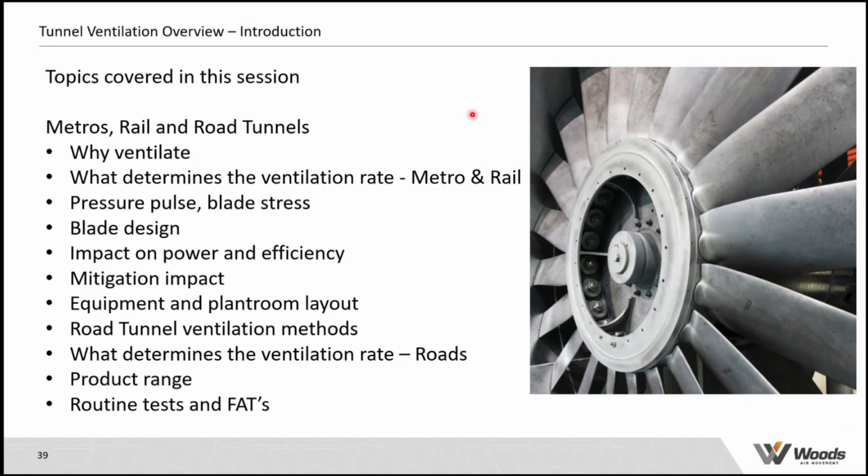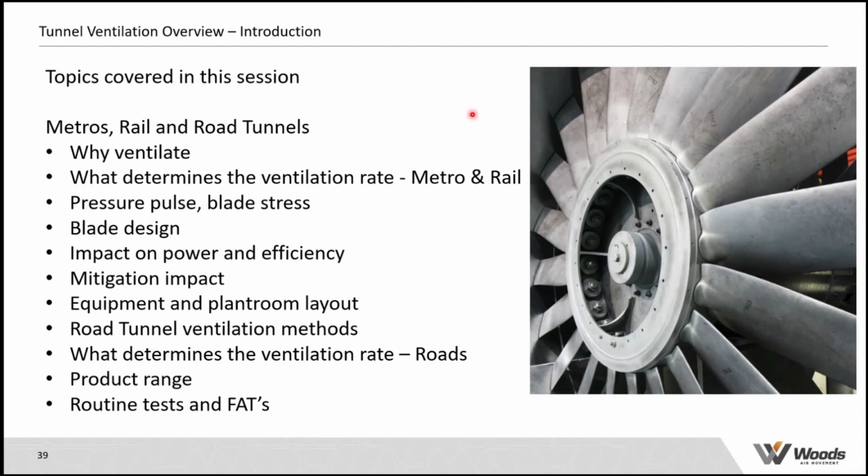So in summary, we talked about metros, rail and road tunnels, why we ventilate, what are some of the considerations for ventilation for metro and rail projects. Talked quite a lot about the pressure pulse and how that can impact the fluctuating stresses on the blade, and the requirement to have airflow equally in both directions, and how that impacts the blade design, and the knock-on effect on power and efficiency, and what are some of the mitigation methods you can use to deal with the pressure pulse.